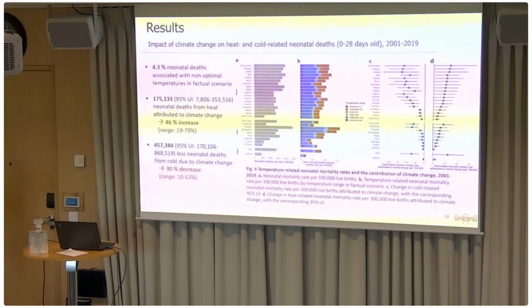Now, from this curve, it's possible to reconstruct the excess mortality by applying these curves to the actual temperature in the factual scenario. And therefore, we measured that 4.3% of neonatal deaths can be associated to non-optimal temperature, both heat and cold. And these are the mortality rates in all the countries.